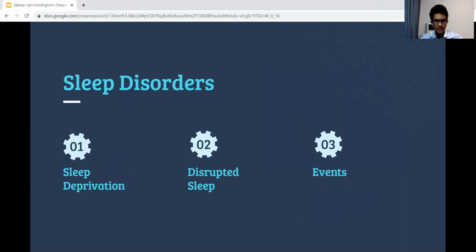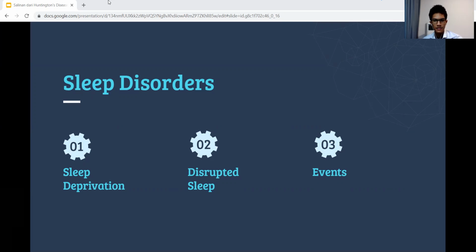Now, let's first discuss sleep disorders. Because just like anything that can go wrong will go wrong, even sleep itself may have disorders. And there are approximately at least 100 sleep disorder classifications. But in the end, all of them can be manifested in one of the following three ways, which are, first, sleep deprivation. It means a failure to obtain the necessary amount or quality of sleep.